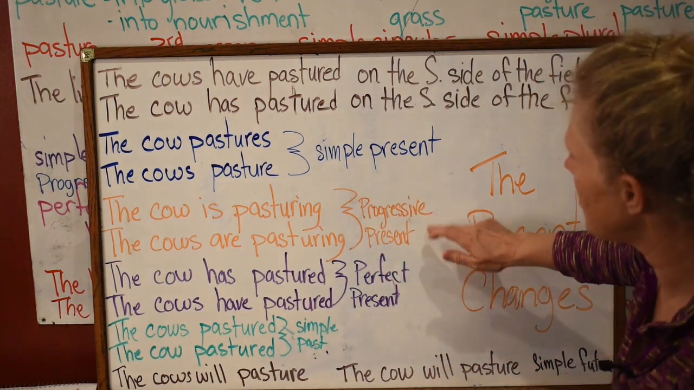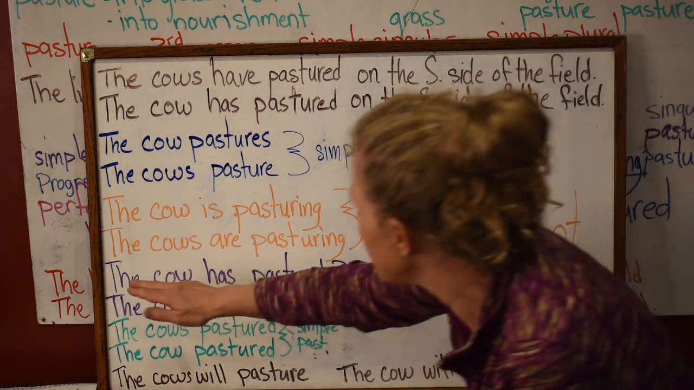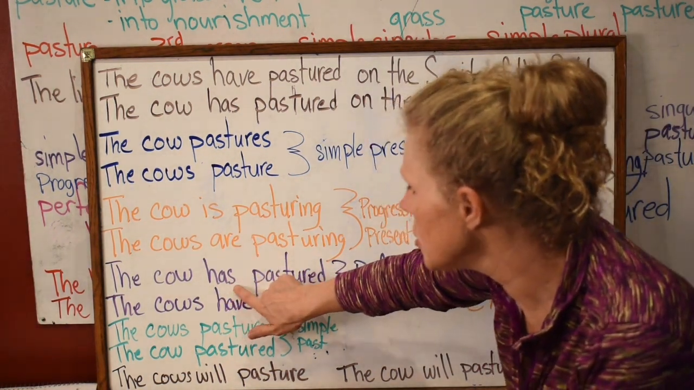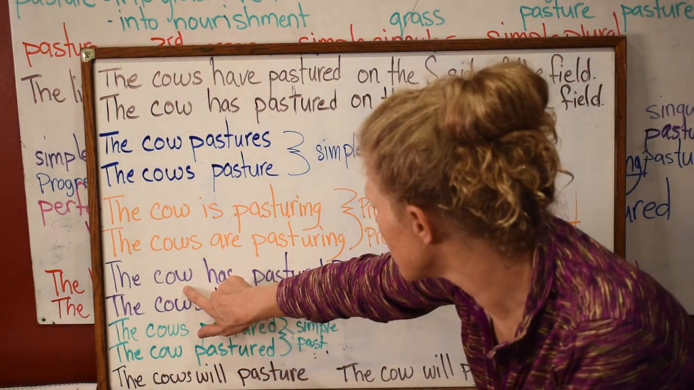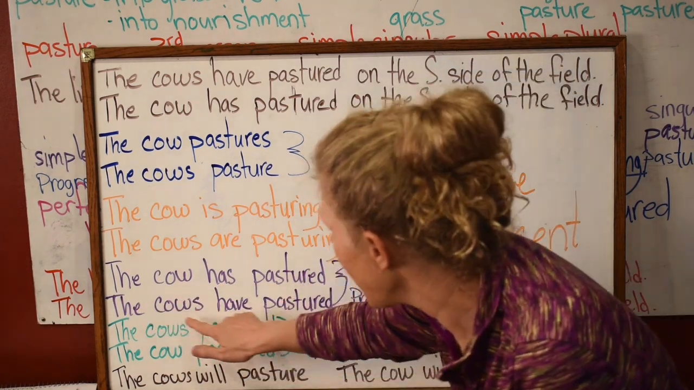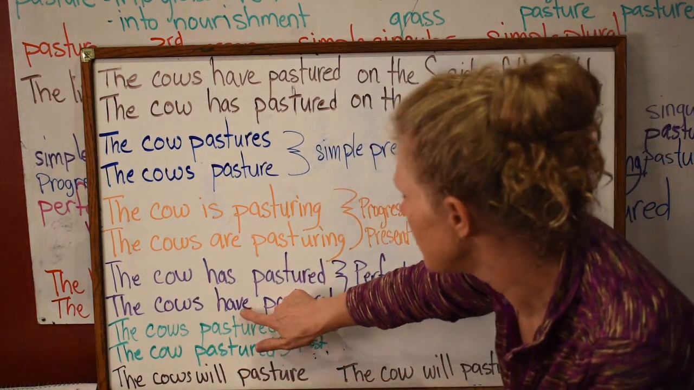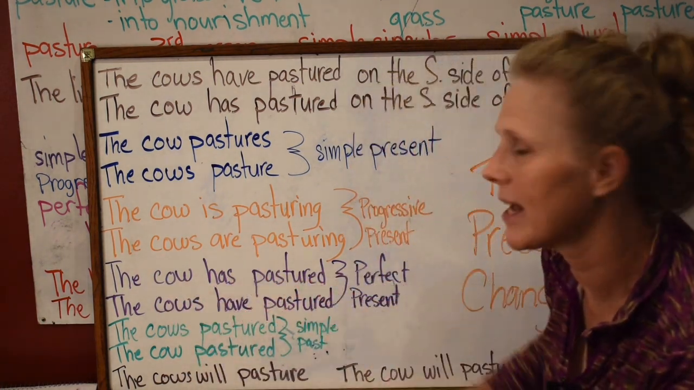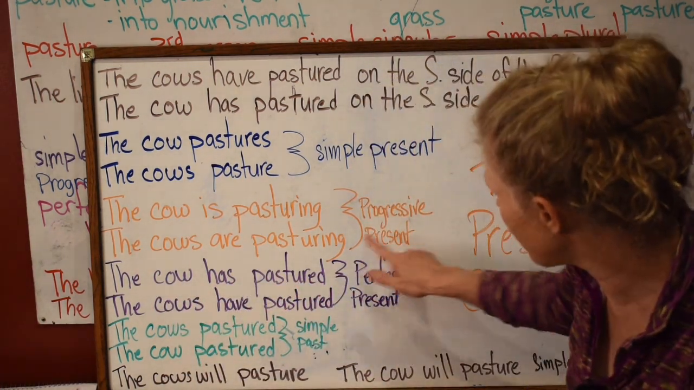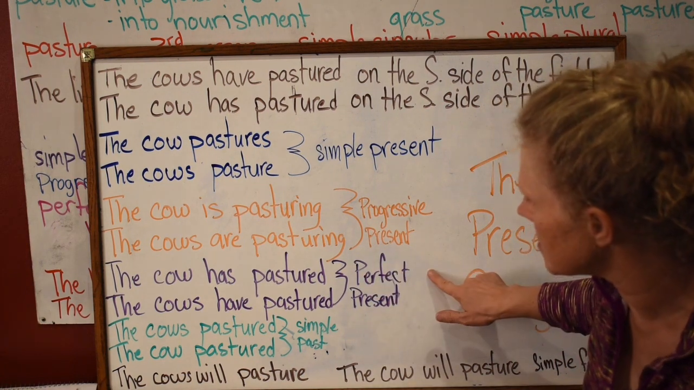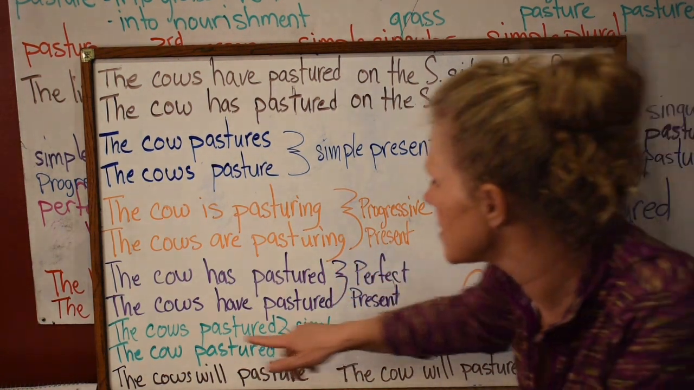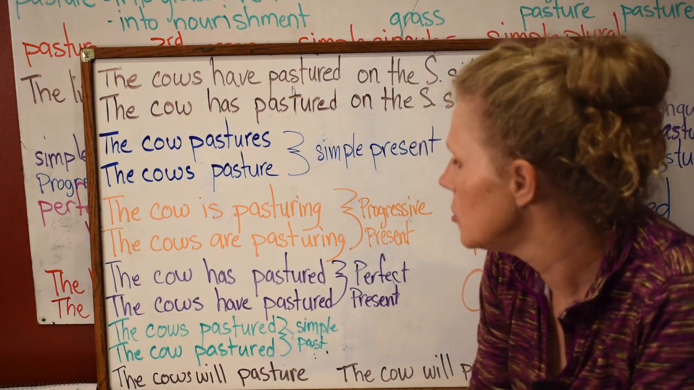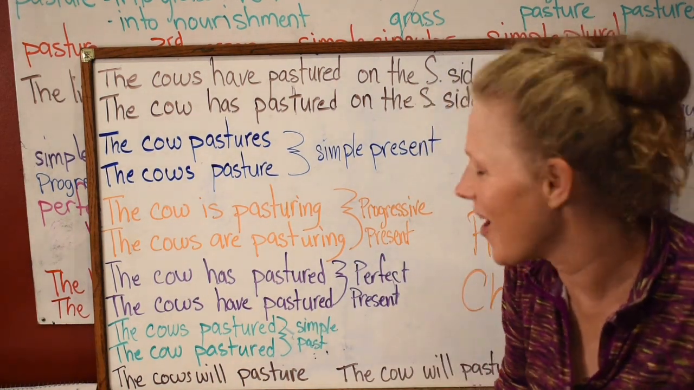And it's sitting in the progressive. The cow has pastured. See how this is singular, so that means this is singular. The cows have pastured. This is plural, so this is plural. You cannot do the cow have pastured. You can't do it for it to sit in the perfect present. We're talking about the perfect present. The cows has pastured. You cannot say that. You cannot write it. It's wrong.